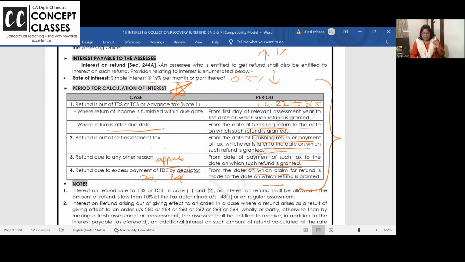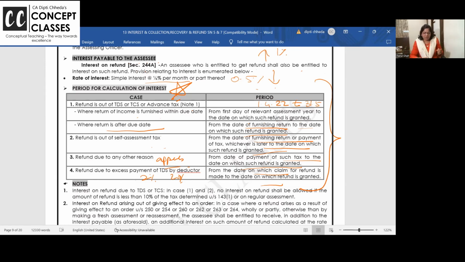Clear? Once again, 244: how much interest will the department give on a refund? 0.5%. From where? If I file the return on time, from April till the date of refund. If not, then from the date I file the return till the date of refund. Any other way, if I pay the tax, from the date I pay the tax till the date of refund.